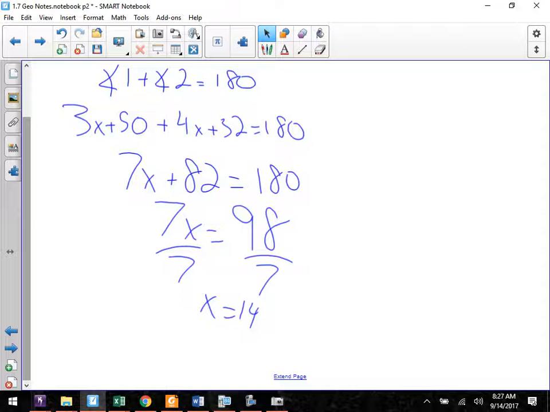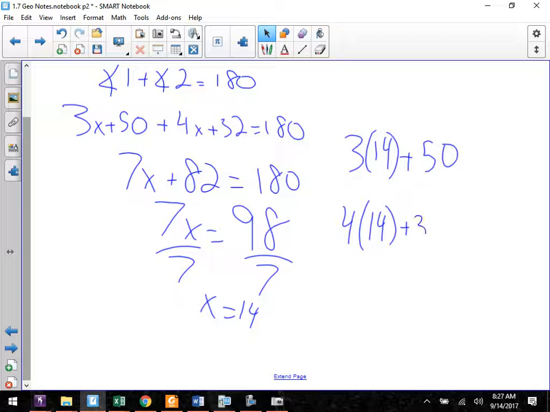Now it didn't just say solve for x, it said solve for the measures of the angles. So we have to put it back in. We have to do 3 times 14 plus the 50, and then 4 times the 14 plus the 32. So is it 42 and 50 is 92? And then 40.